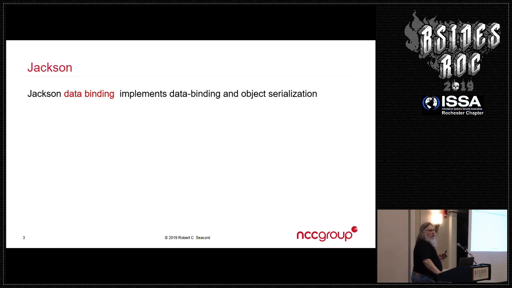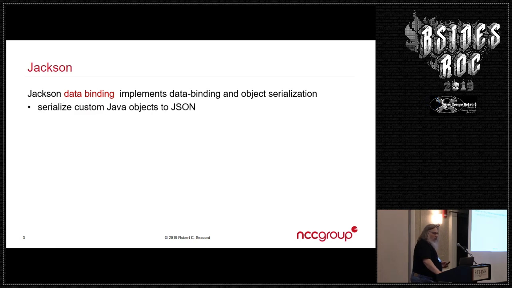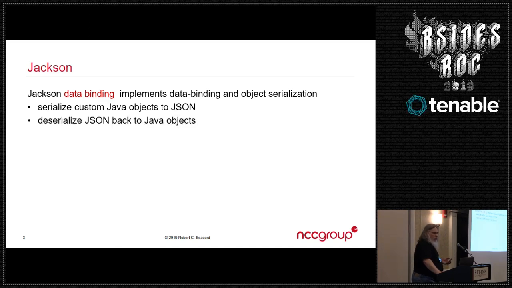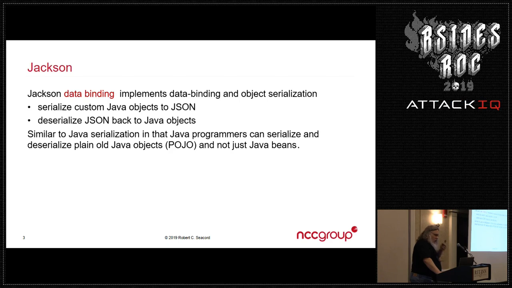Jackson's basically a JSON library for Java. It supports data binding and object serialization. Basically it allows you to serialize Java objects into JSON strings and then deserialize JSON strings back into Java objects. It's basically a converter between JSON and Java objects, and it's quite popular. It's the most popular package for doing this.